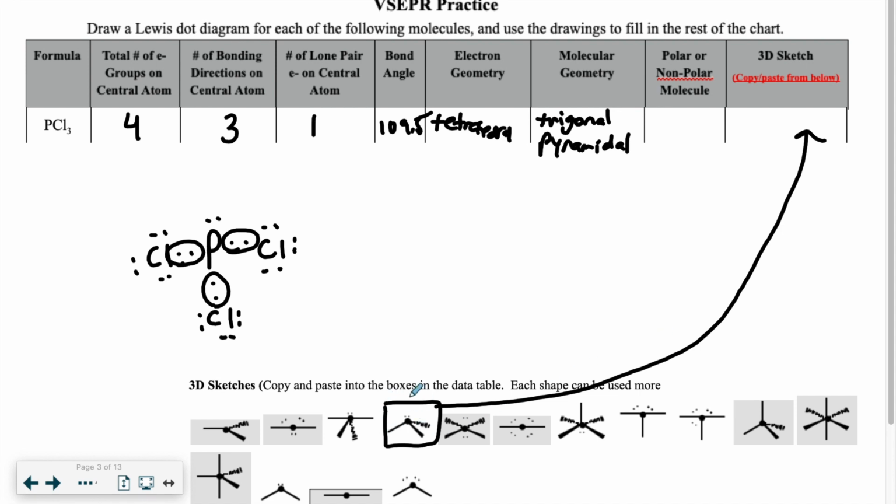And now if you look at this in terms of the polarity, this lone pair doesn't have the same pull that each of these 3 atoms would. So that means this is not symmetrical, and it would be a polar molecule.